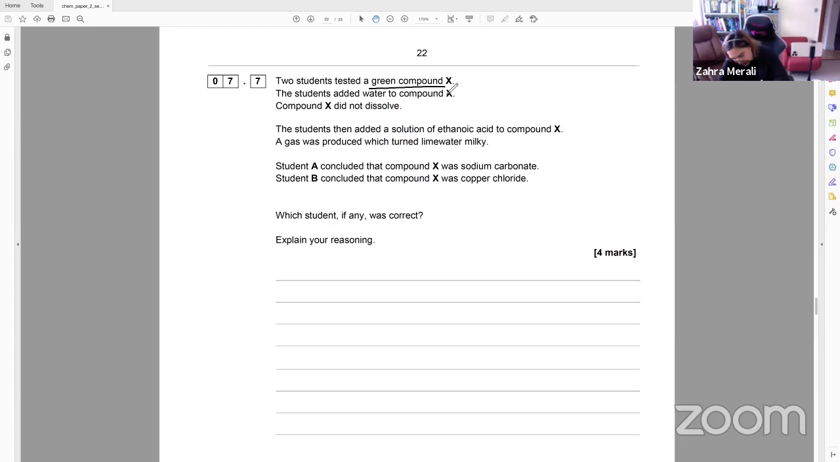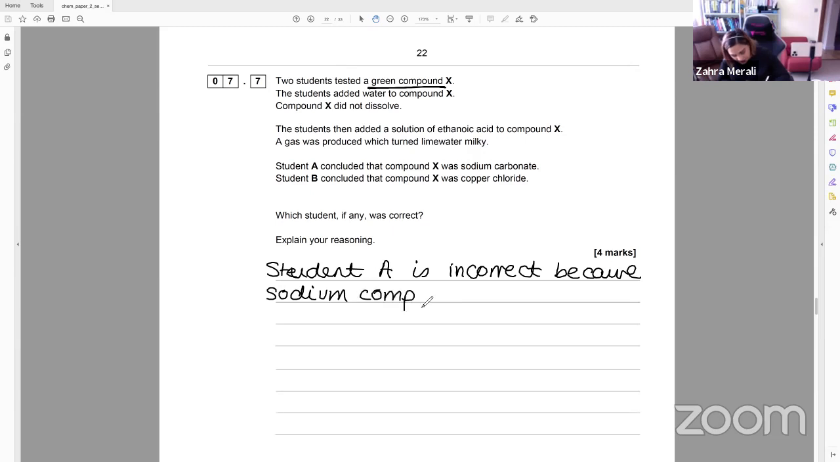Right, so let's go right from the beginning. What are we told at the start? We're told it's a green compound. Hopefully you know that sodium compounds are white and not green. So straight away, just reading that first sentence, I would write: student A is incorrect because sodium compounds are white. And what else do we know about sodium carbonate as well? We know that carbonate is soluble and it's told us that it didn't dissolve. So we also know that student A is incorrect because sodium carbonate is soluble.